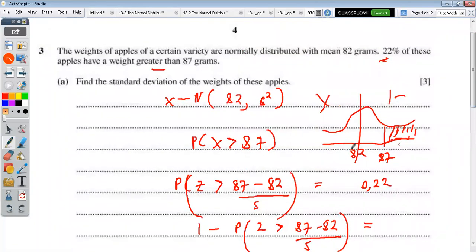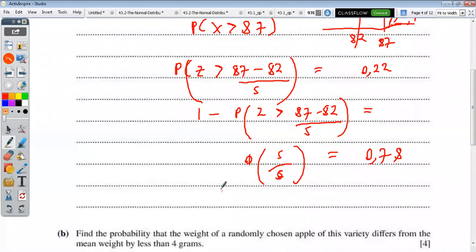Because we're saying the area to that is 78%. And what is 78%? Now you are given the probability. So you are looking into the columns for 0.78. What do you get? Let's use your tables and see what you get.